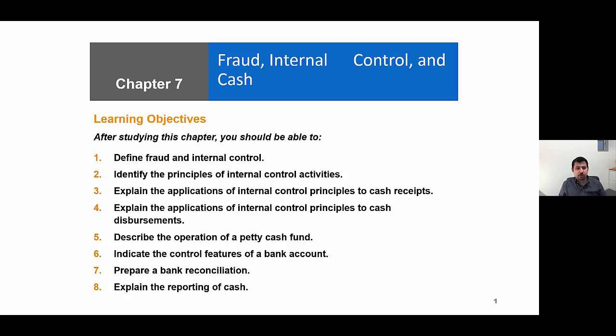In this chapter, we will talk a little bit about fraud and internal control systems that companies implement in order to avoid or to mitigate the risk of fraud. And then we will talk about the principles of internal controls, with a focus on cash receipts and cash disbursements, and then we will talk about bank reconciliations.